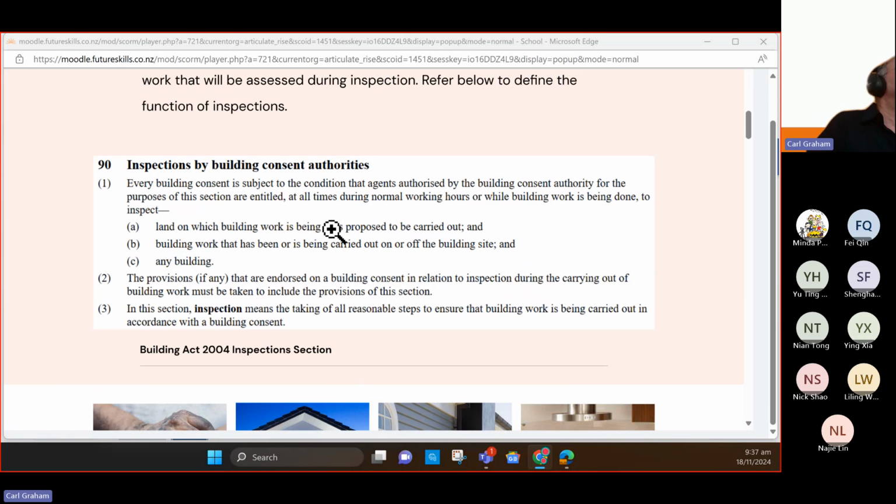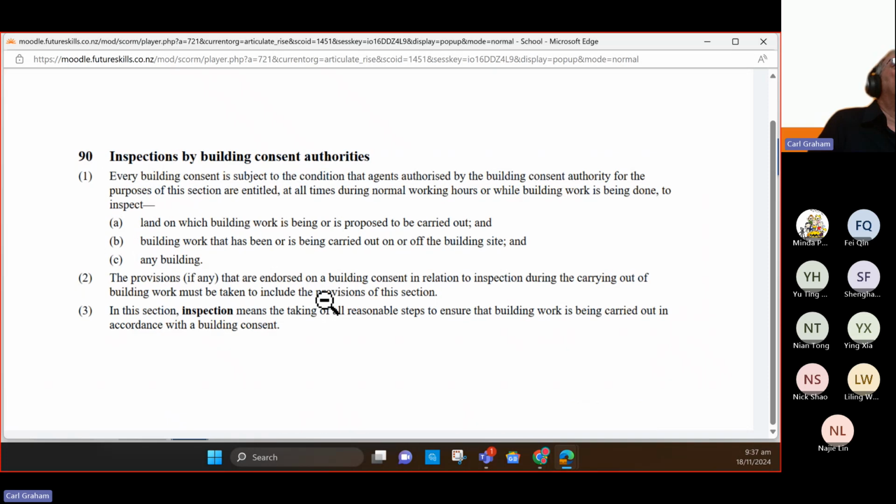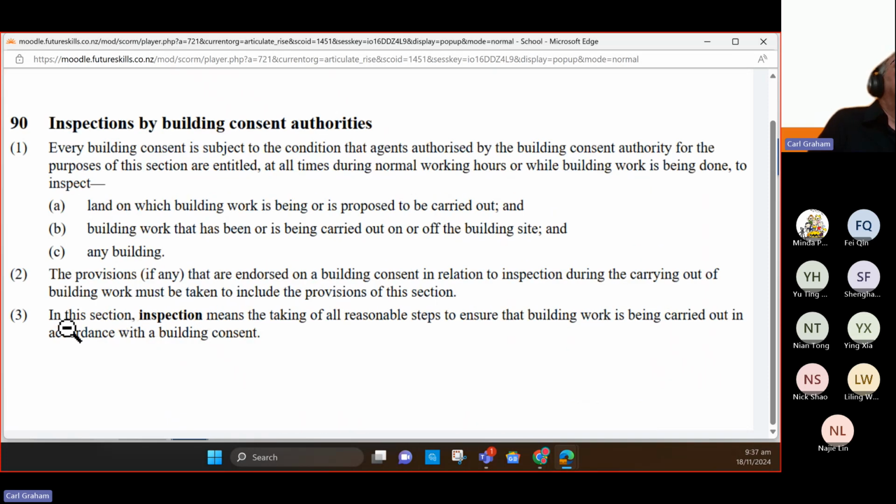Okay. Oh, yeah. I didn't even have to go to the Building Act. There it is there for us. I think it's worthwhile noting here: in this section, inspection means the taking of all reasonable steps to ensure that building work is being carried out in accordance with the building consent. Inspection. Okay.